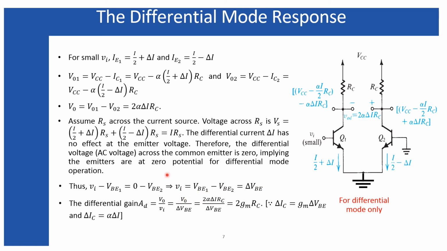So V0, which I have obtained from here, is 2 times alpha times delta I times Rc, and there exists delta Vb in the denominator. We know that delta Ic is equal to Gm times delta V. And what is IC? IC is equal to alpha times delta I. So alpha times delta I divided by delta V is delta IC divided by delta V. You can write it directly as Gm, which is the transconductance gain. So the gain is twice Gm times Rc.